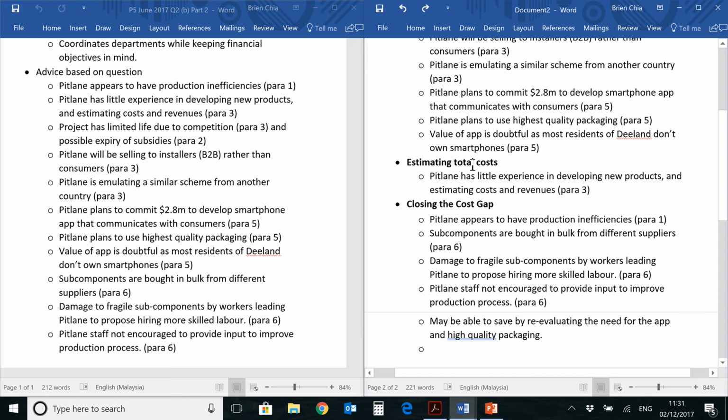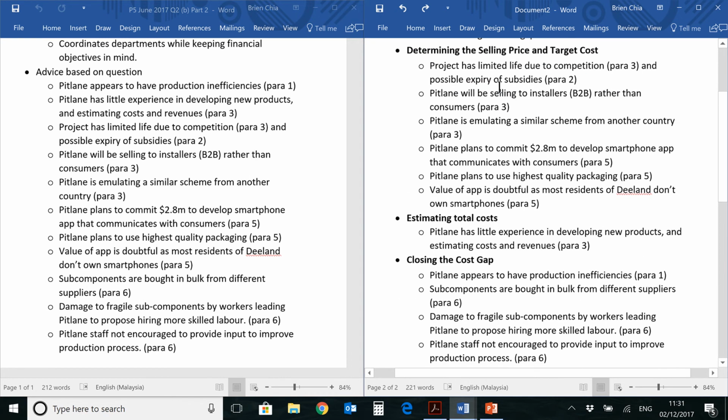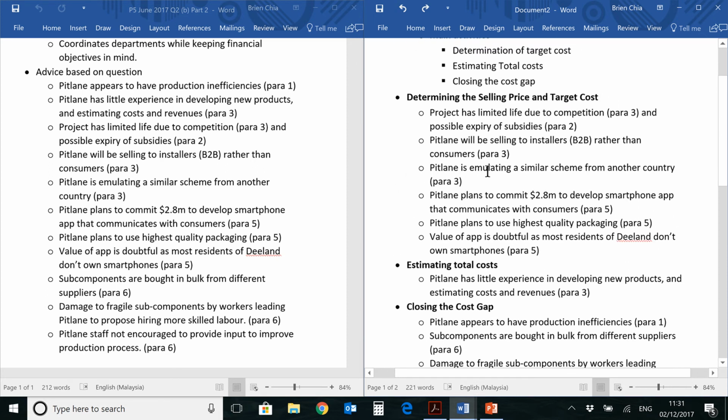Okay, so let's first discuss more in depth into determining selling price and target cost. Now, do you need to write every single one of these points in your answer? No. You can probably estimate maybe 12 marks is about 1 page. So you probably want to have maybe 5 marks here, 5 marks here, and 2 marks for estimating total cost. So you do not need to write every line, but this video is just to help shape your thought process on how to answer the question.